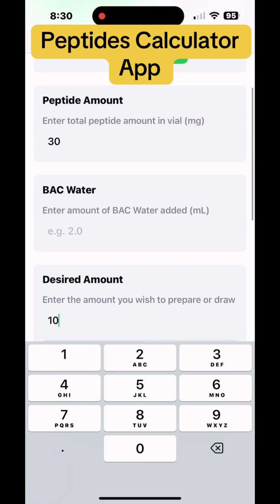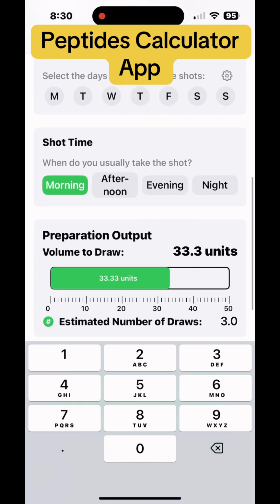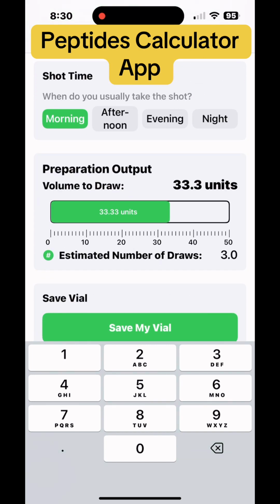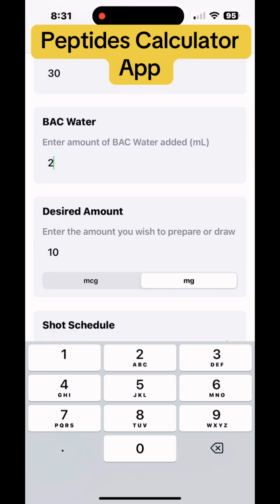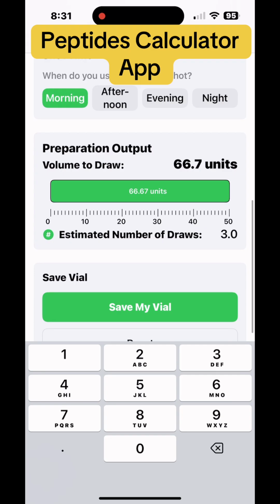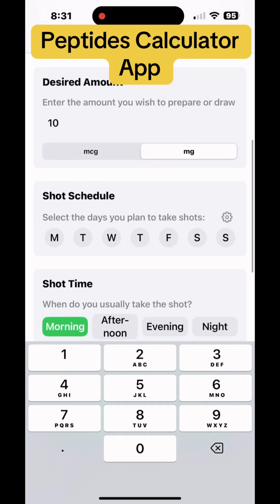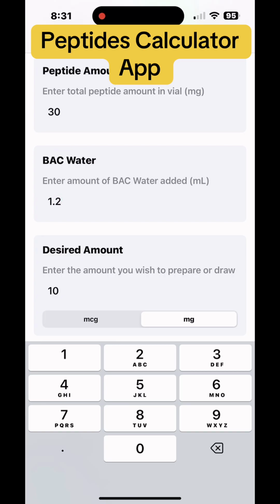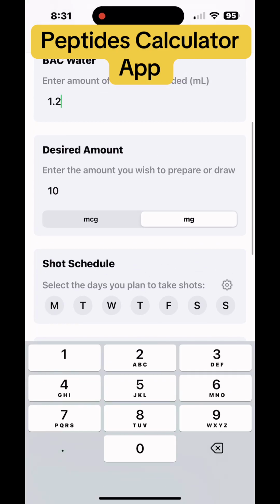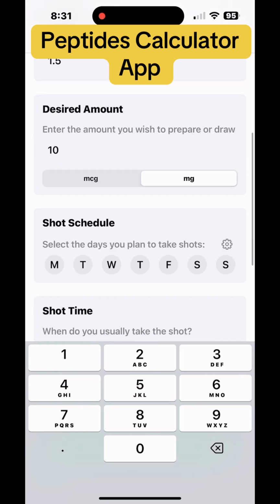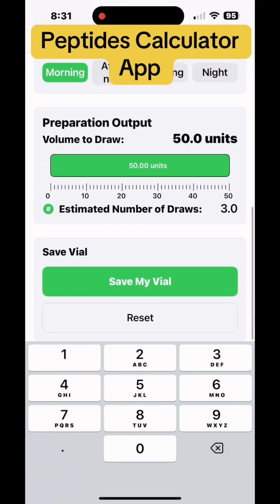Then you can play with the backwater by putting different amounts of backwater in to give you a number of units that's easier to draw. It's really hard to draw something that would be like 16.67. That's really hard to find on one of those syringes. So I always move my water around and add a little bit to make it more even so that it's easier to draw on the syringe, because sometimes it's hard to draw those 33.3. I try to make them so they're a little more rounded.